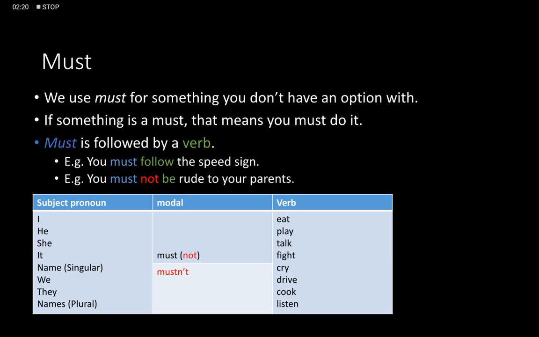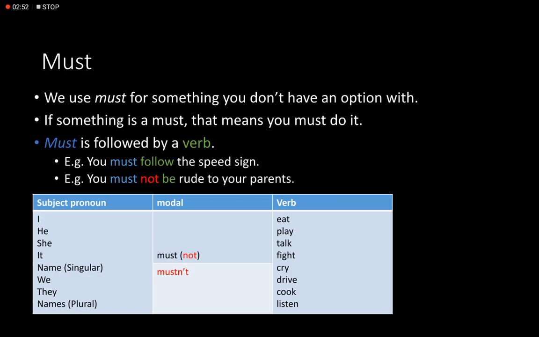Must. Now, guys, whenever someone says must, it means you don't have an option. Okay? If something is a must, it means you don't have an option. You must do it. Okay? An example could be you must follow the speed sign. Again, must is followed by a verb. When you're driving and the speed says 120, you must follow it.